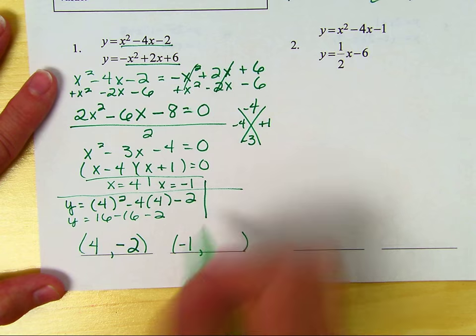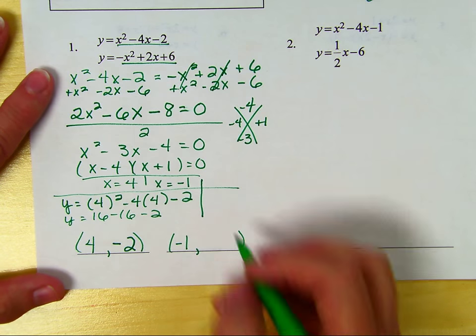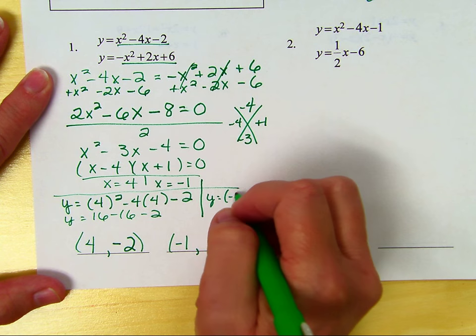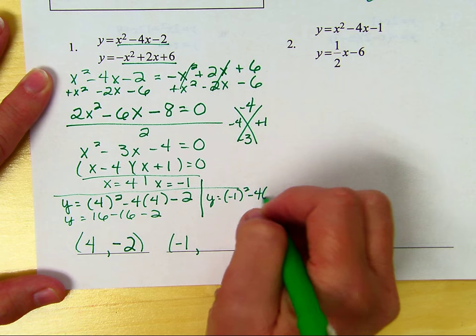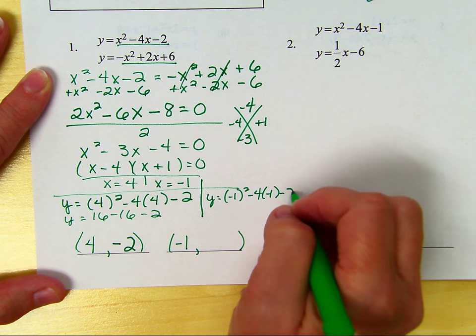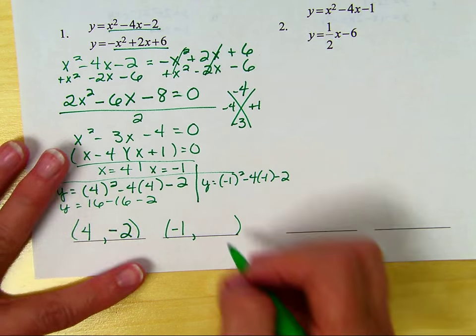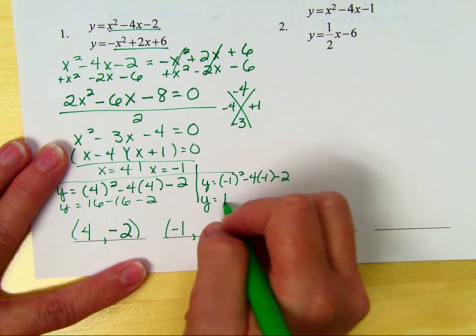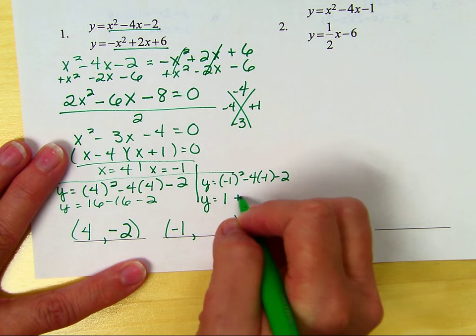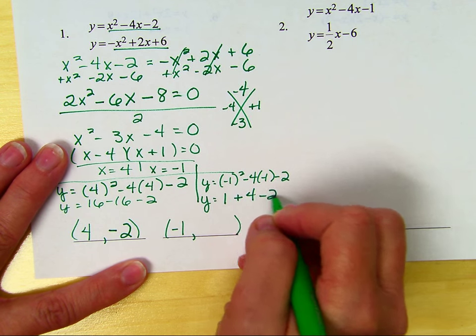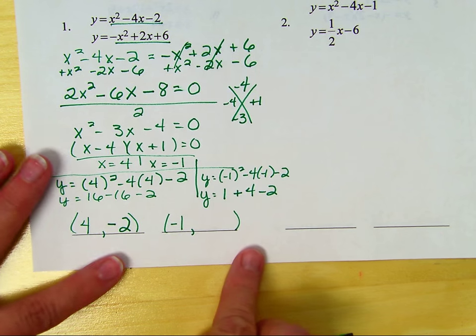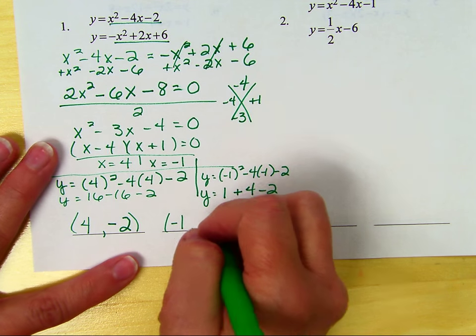Okay? We're going to plug in the negative 1. Y equals negative 1 squared minus 4 times negative 1 minus 2. Use parentheses to make sure you don't lose those negatives, okay? So y equals 1. 2 negatives make a positive 4 minus 2. 1 plus 4 is 5. 5 minus 2 is 3.